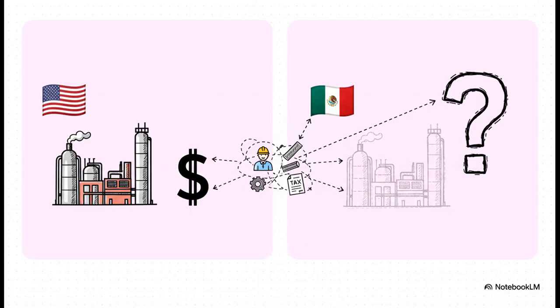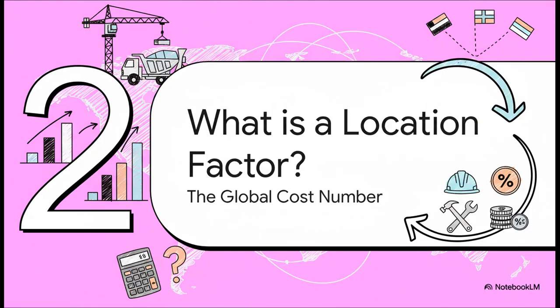And right away, you see the problem. We've got a solid number for the US, but the cost in Mexico is just this giant question mark. And you can't just punch the numbers into a currency converter and call it a day. Nope. The price of labor, materials, equipment, taxes, even how productive the workers are, it's all completely different. So how do you solve this? Well, they use a special tool. It's called a location factor. And this little number is the key to making a true apples-to-apples comparison between any two places on the planet.